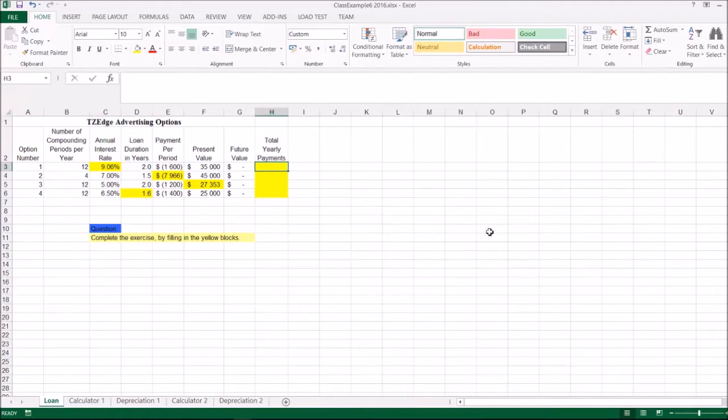In order to calculate the total yearly payments, we're going to just multiply the number of compounding periods per year with the payment per period, and then we're going to copy this formula down to the rest of our cells, and that is now complete.